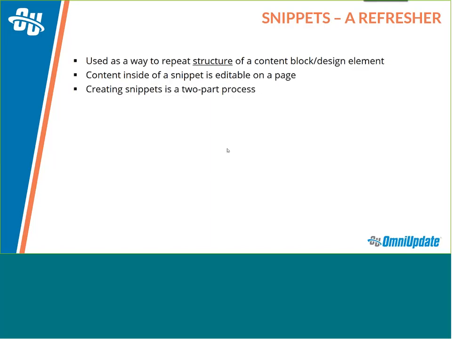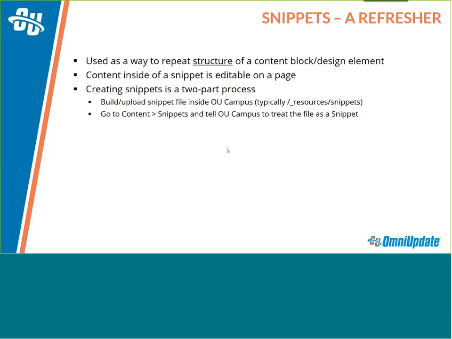Creating a snippet is a two-part process. You have the idea that you're going to build or upload the snippet file into OU Campus first. Typically, there's a folder in your _resources folder that contains all of those snippets. And then once you've done the upload or the building process, then you're going to go into the OU Campus interface and actually instruct the CMS to look at that file and actually treat it as a snippet. So you can't really have one without the other.